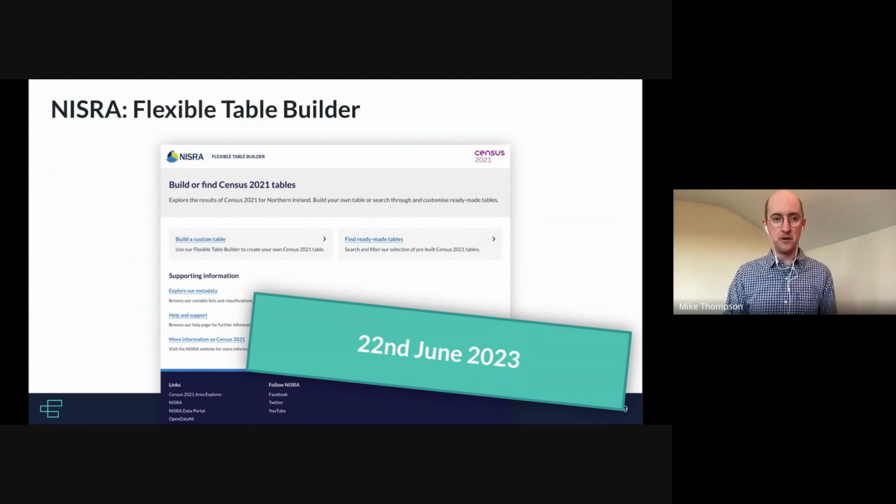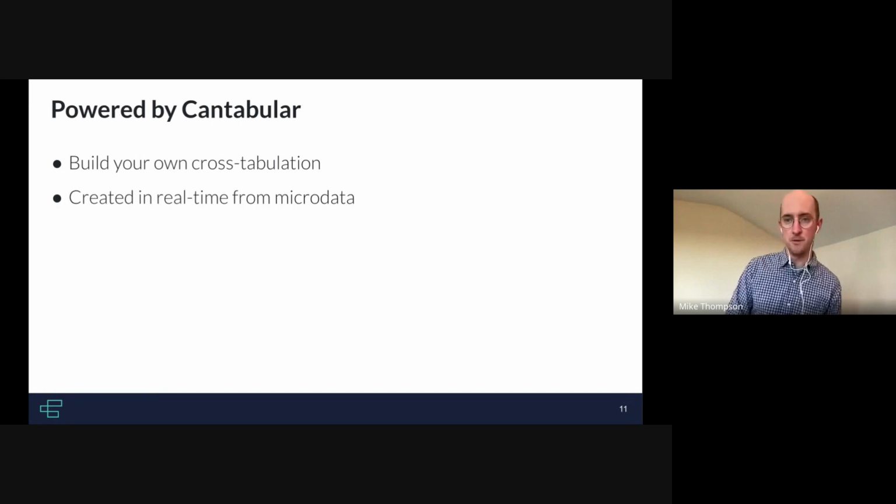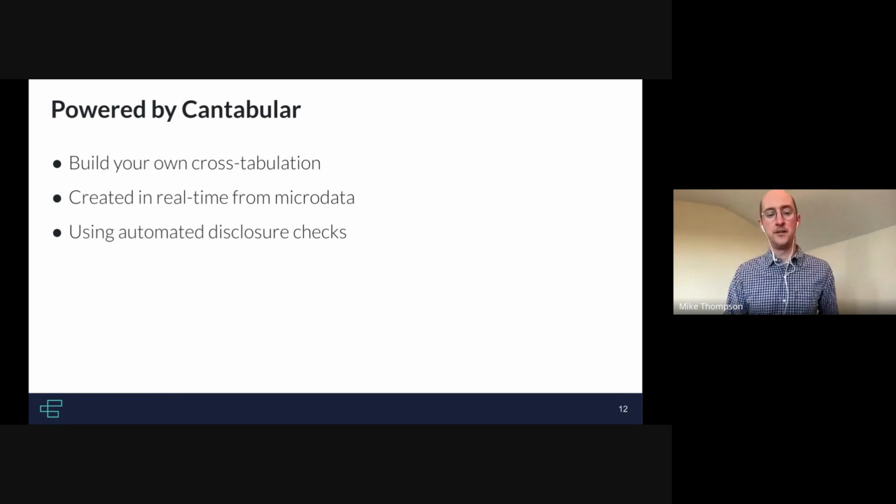The difference between those two projects is that the ONS used our powerful, flexible API to build their own user interface on top of our software, whereas NISRA used Cantabular's own user interface, which is part of our software suite. So they both are powered by Cantabular, which allows you to build your own cross-tabulation. It's created in real time from microdata. We have automated disclosure checks in the software that check a user's query before it's run to make sure that it's not going to be overly disclosive, and then check tables after they've been created for disclosure issues and suppress them if they are too disclosive.